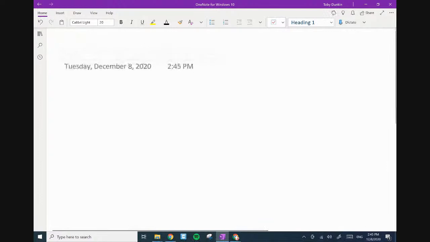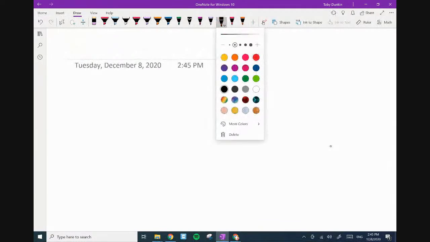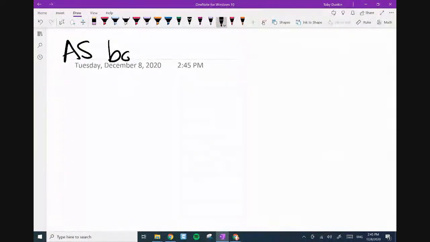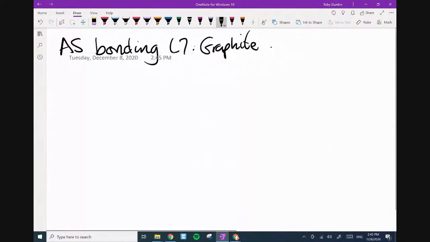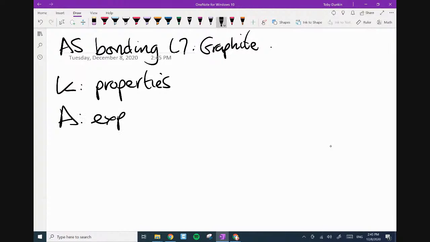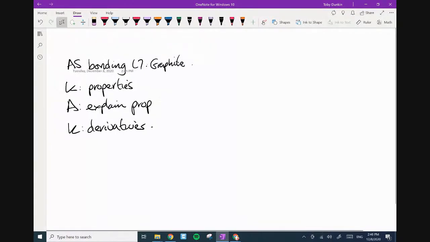So 12E, graphite, AS bonding, lesson 7. Graphite. Okay, so graphite is kind of special. So number one, know its properties. I think that's very reasonable. Number two, be able to explain those properties through bonding, and then know the derivatives. The great thing is a lot of times this is simply GCSE revision.